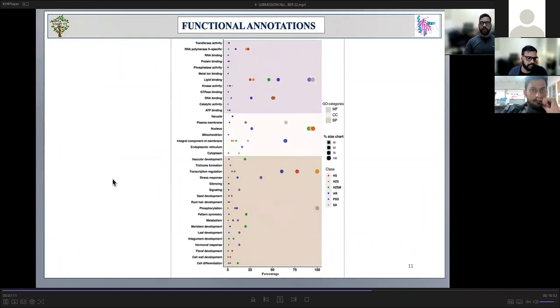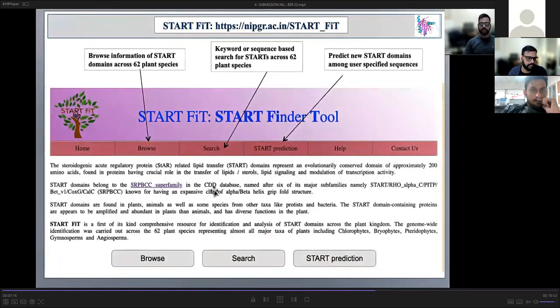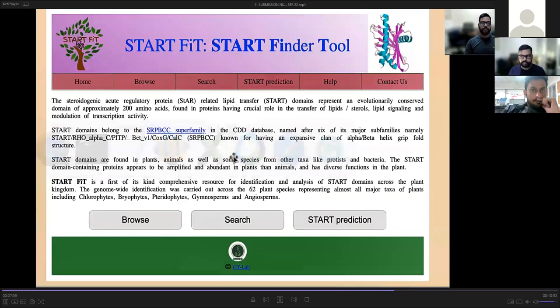and stress response. Finally, all datasets were compiled to construct a web resource and prediction tool named the START Finder tool, or ASTART-Fit. ASTART-Fit is a platform for identification of START domains in new protein sequences as well as a comprehensive online repository of START domains for 62 plant species. It is a multifaceted web resource for plant-origin START domains and provides dynamic search options and visual inspection.